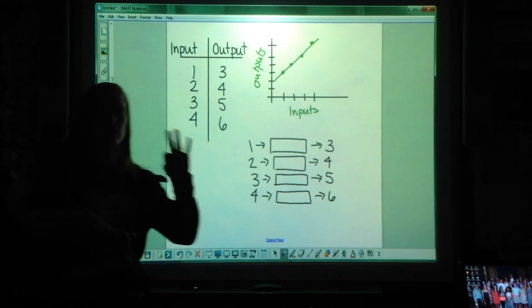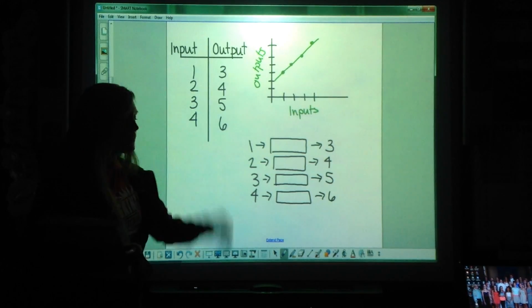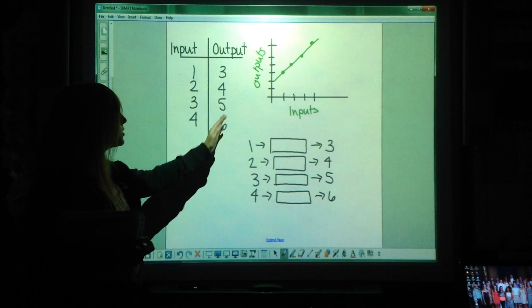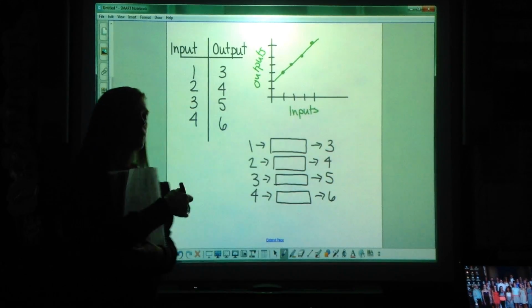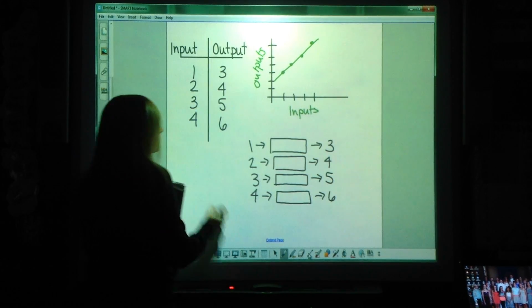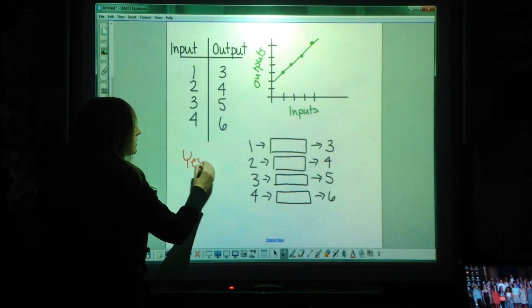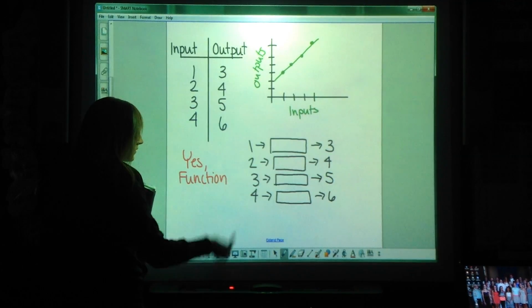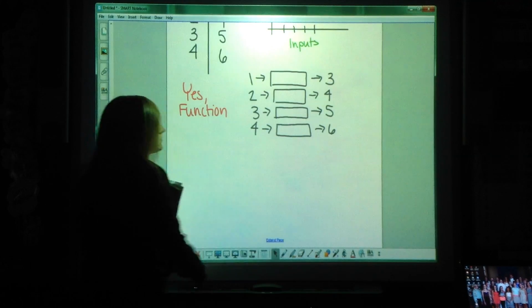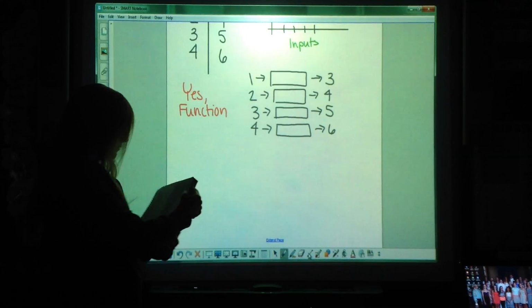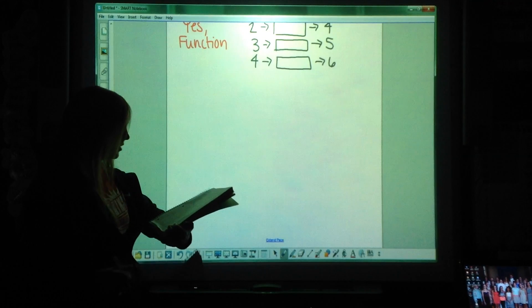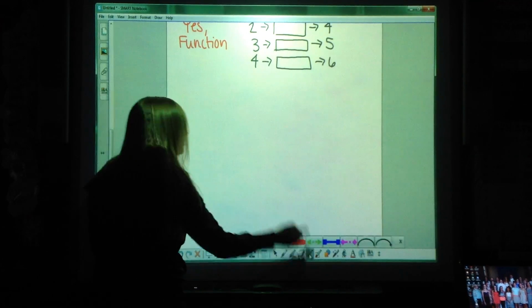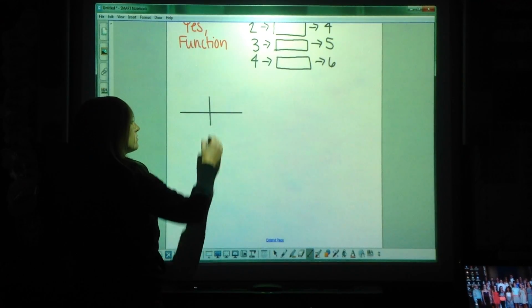So 3 different ways to see if it's a function. If every input has one output, you're going to know that it's a function. So my answer to this one is yes, it's a function. Okay, here's another one. Now my input table, this is what they're going to give you.